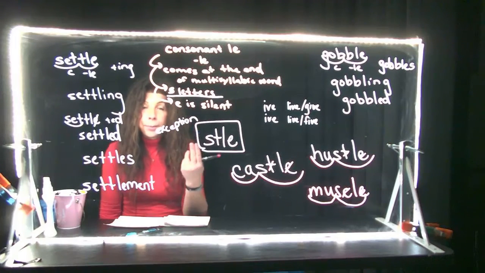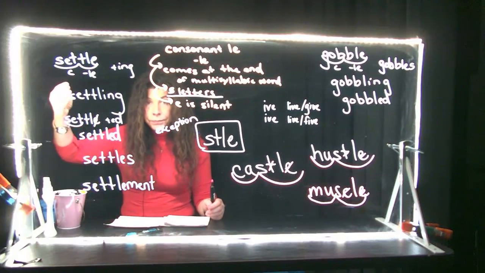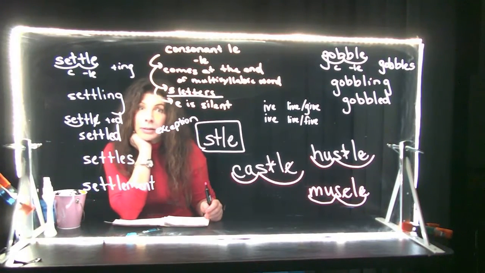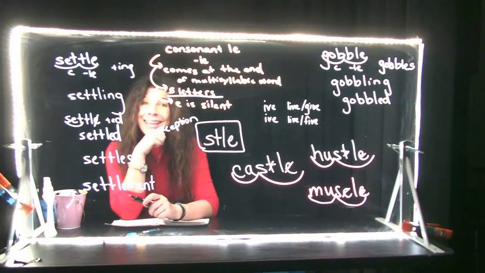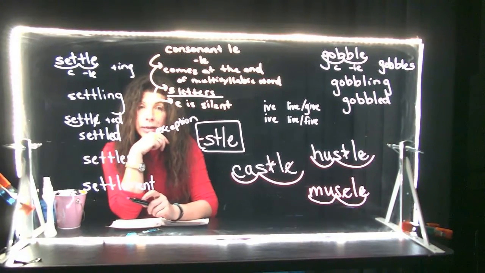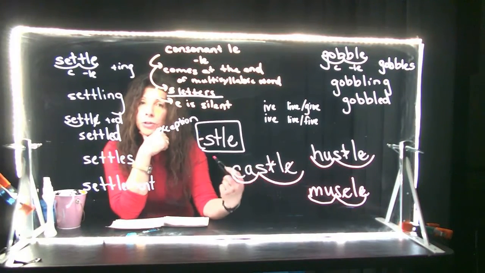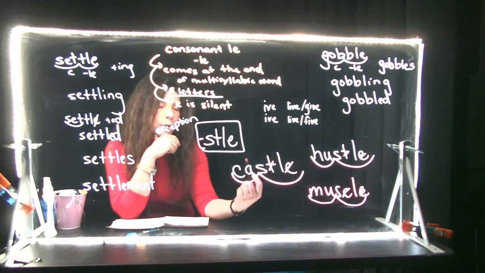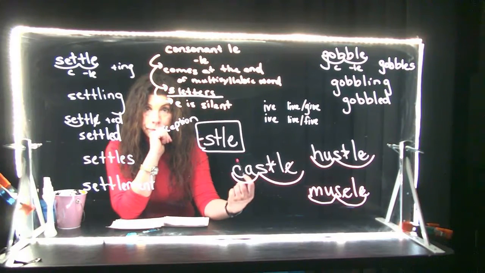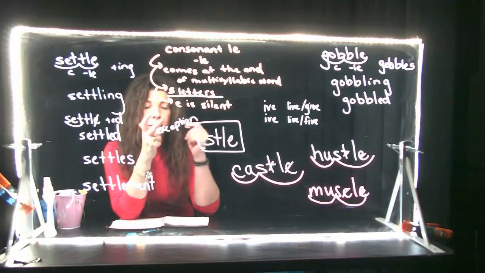So we learned a couple of things today. One, when you're adding a vowel suffix to a consonant LE, you drop the final E, just like our vowel consonant E. If you're adding a consonant suffix, you keep that E. We also learned that there's an exception to the consonant LE, and it's STLE, castle, hustle. We learned that you hear soul, but you have to remember to put that T. One more thing. Clean off this board and then I'll come back.